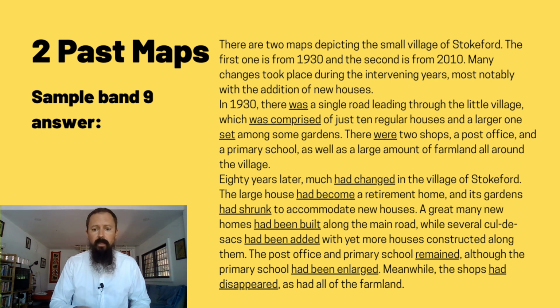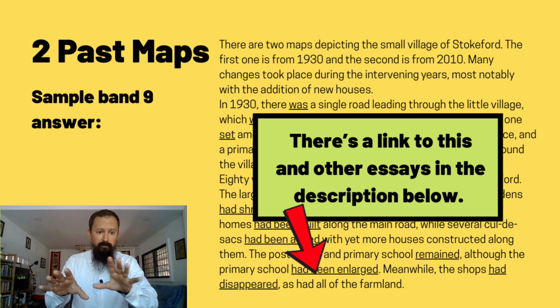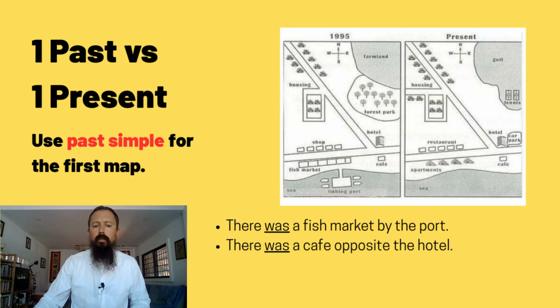If we skip to the next paragraph now, 80 years later, much had changed. The large house had become a retirement home and its gardens had shrunk to accommodate new houses. So we can see here we're heavily using the past perfect tense. This sample answer here, if you look down in the description, I will link to this so you can actually read it in your own time. You can freeze the video here and look at this if you want, but it might be easier to see it in a separate page.